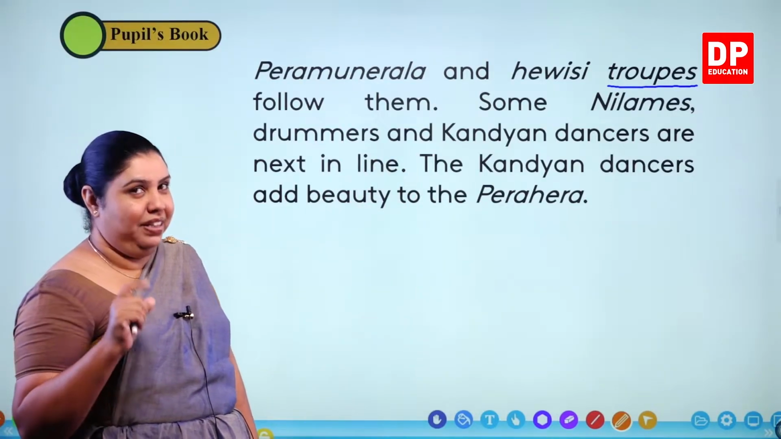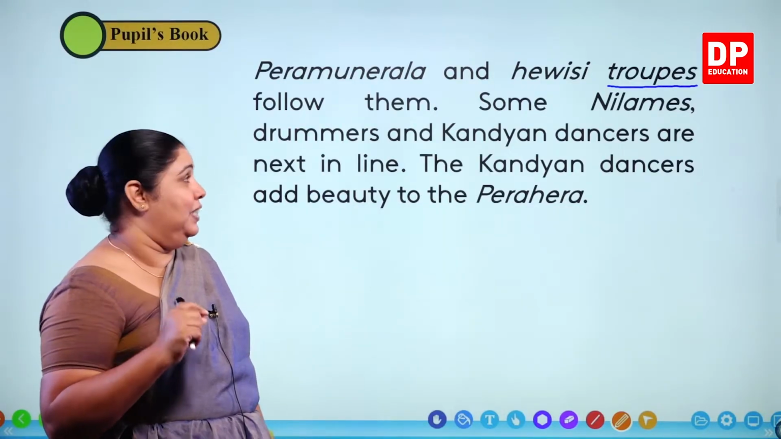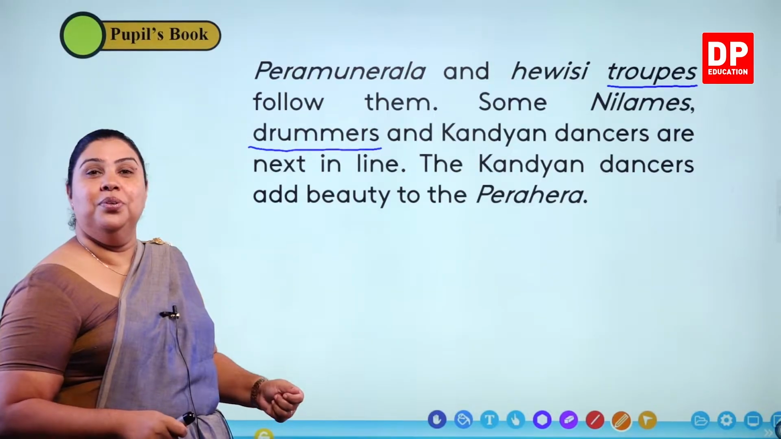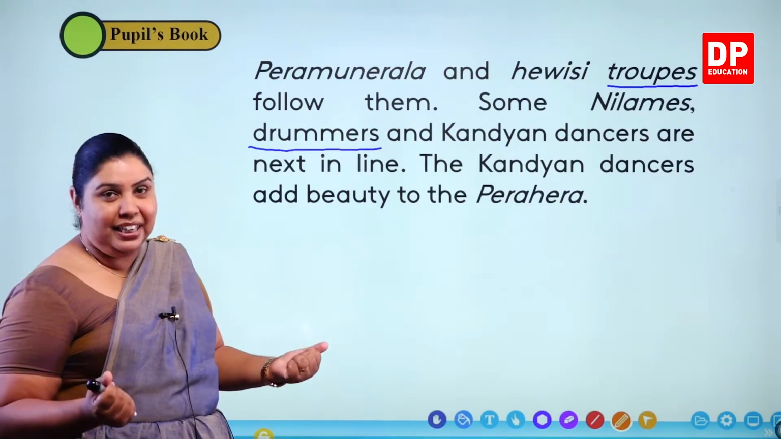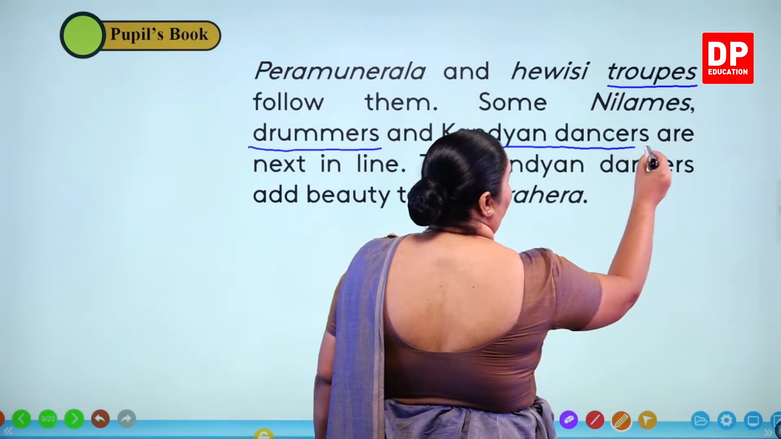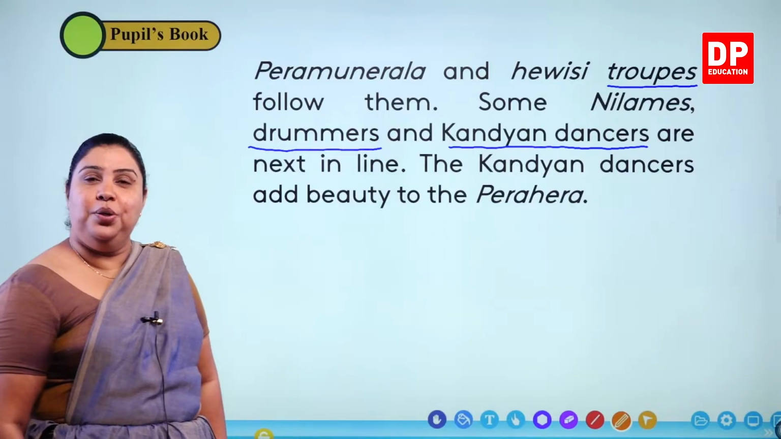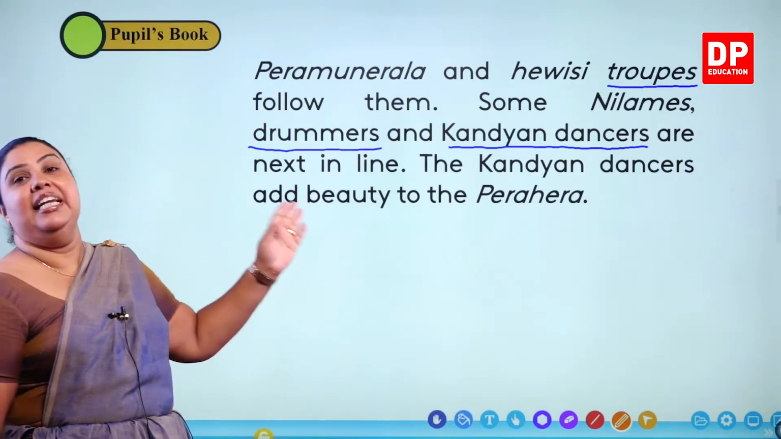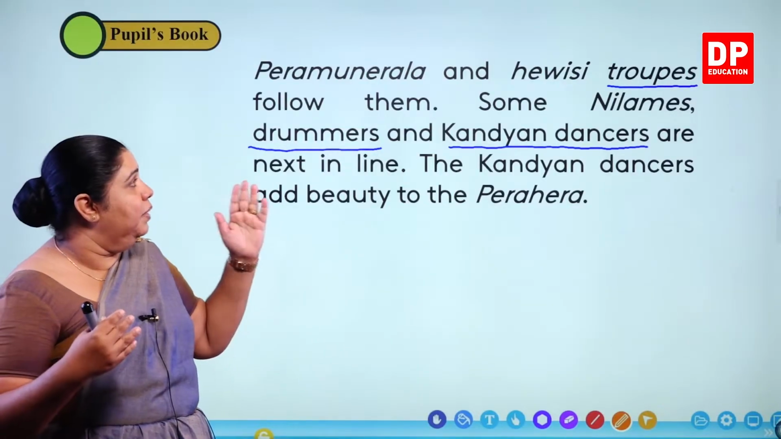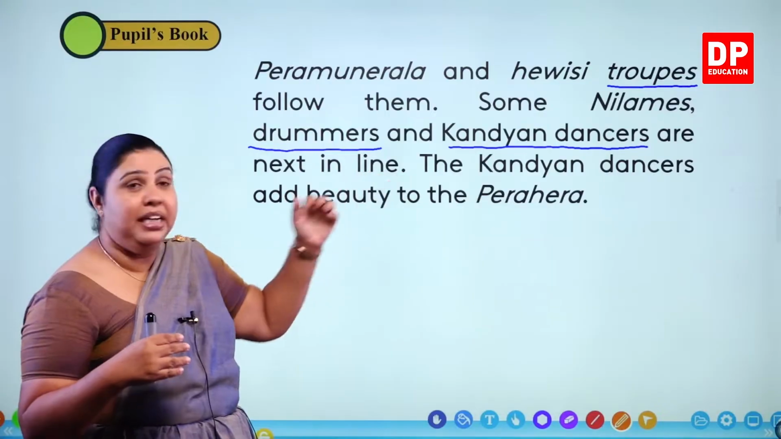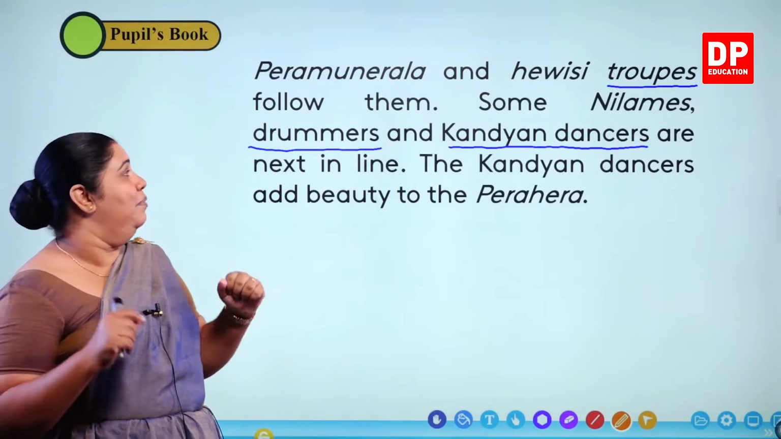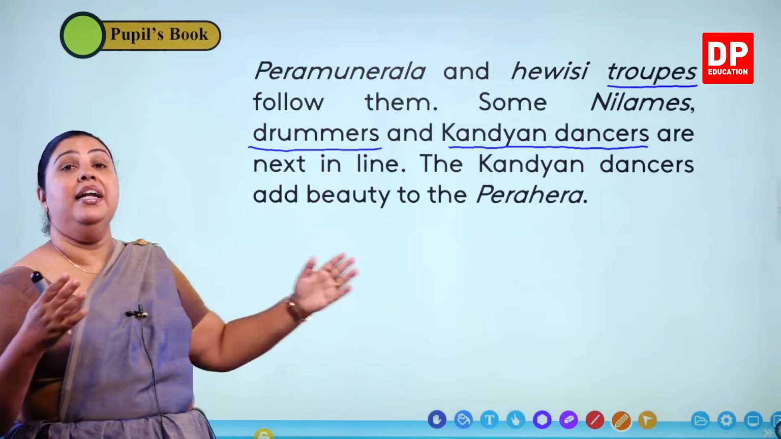We will have a look at the pictures, okay? But we will read first. Some Nilames, drummers. Who are the drummers? Kandyan dancers. Kandyan dancers are next in line. After the Peramune Rala and the Hevisi troops, we can see some Nilames. They are the Nilames. Then the drummers and the Kandyan dancers are next in line.